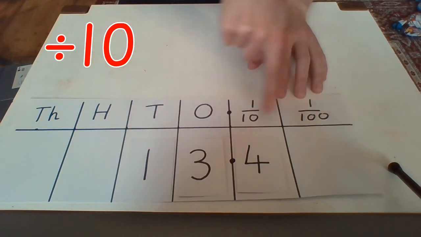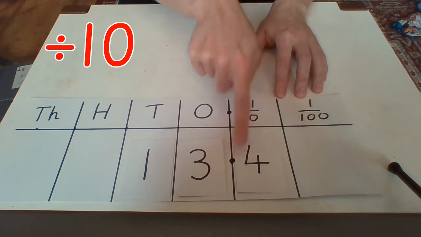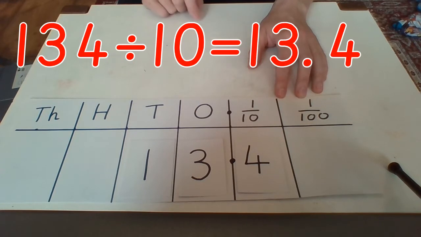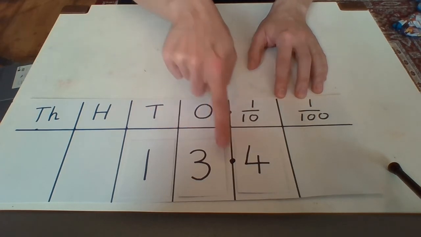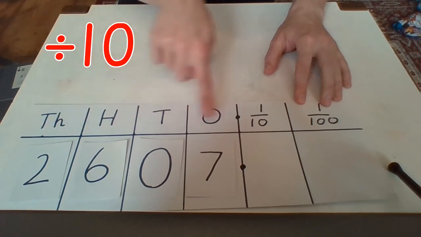And now I've got my decimals in. I can see the answer is 13.4. This is less than 1. This is 4 tenths. So 134 divided by 10 is 13.4.